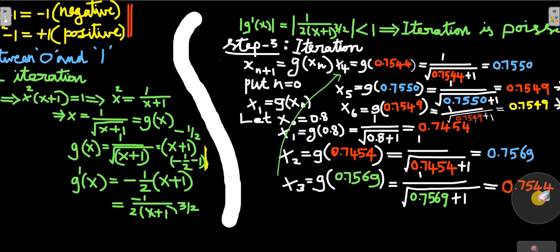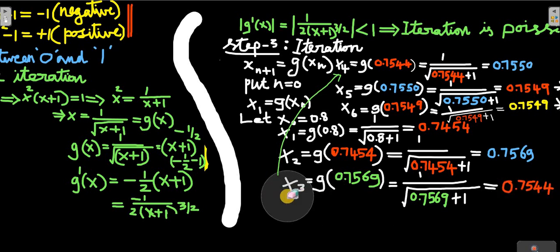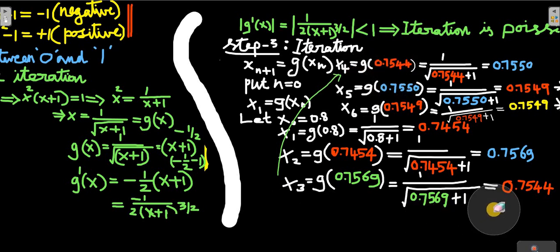0.7544 you will get. Right, now இங்க இடம் இல்லாதனால நான் இங்கே போட்டுக்கிறேன் x4. So x4 is equal to what? g of x3. So x3 is what here? 0.7544. So x4 equals g of x3. So 0.7544, by the definition of g, 1 divided by square root of x plus 1. So 1 divided by square root of 0.7544 plus 1, we get the value of x4 as 0.7550.